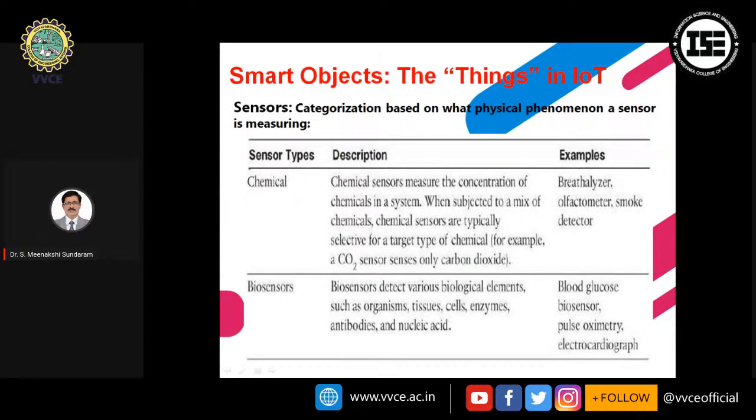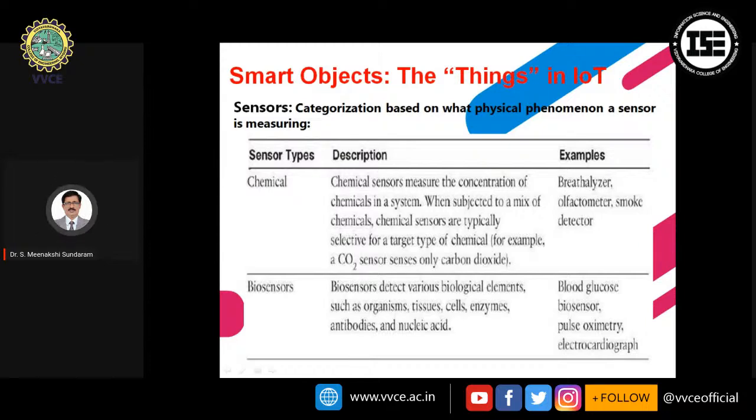These are used wherever human beings are not able to go and capture the actual data, for example, chemical reactors. Chemical sensors measure the concentration of chemicals in a system. When we mix it with chemicals, these sensors can detect the levels. For example, a breath analyzer, an olfactometer, or a smoke detector, we can understand the levels which can be measured.